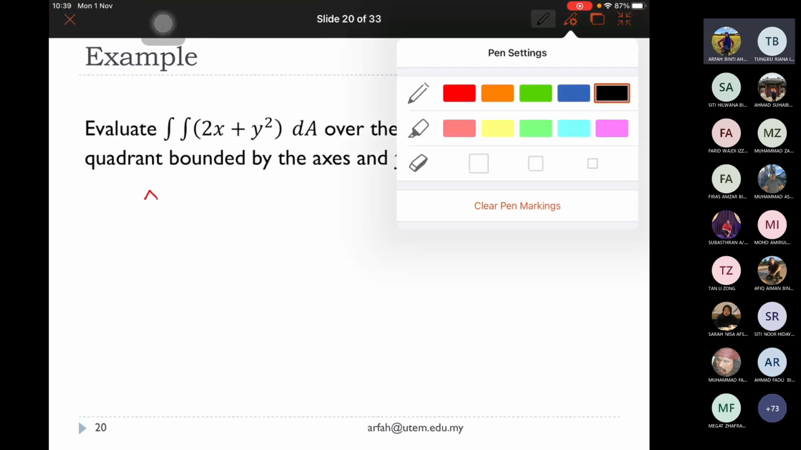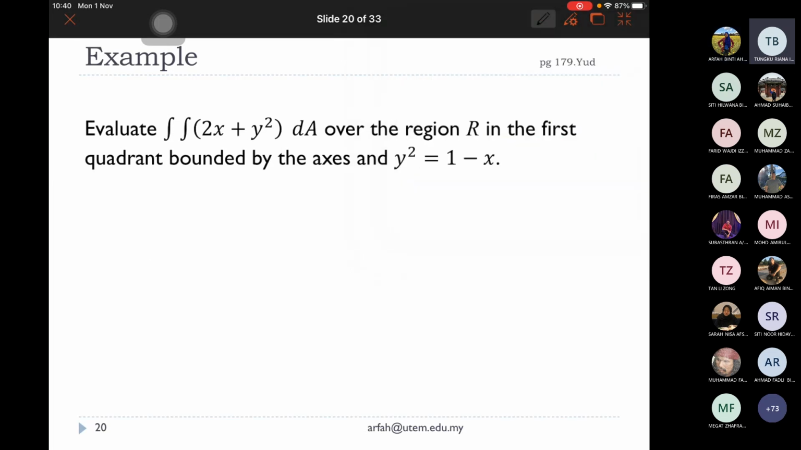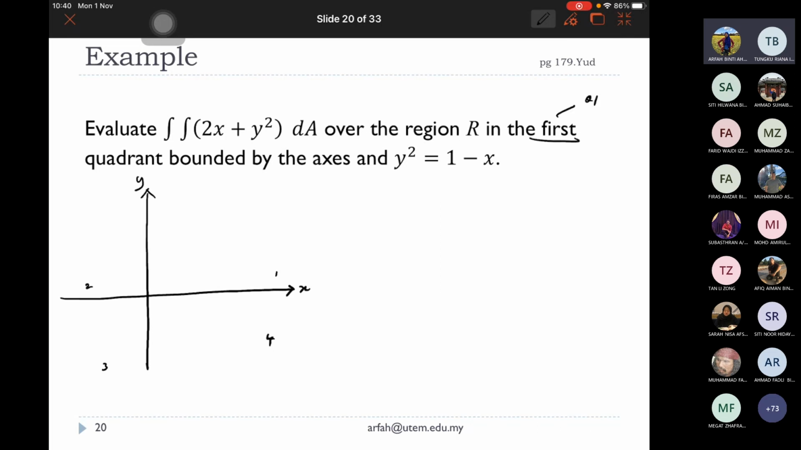So, bounded in the first octant. Okay, X dan juga Y. Okay. But over the region in the first quadrant. So first quadrant meaning that quadrant pertama. This is quadrant pertama, kedua, ketiga, keempat. So in the first quadrant meaning that quadrant yang pertama. Q1. Okay. And Y kuasa 2 sama dengan 1 tolak X. So if you tak tahu, Y kuasa 2 sama dengan 1 tolak X, gantikan bila X sama dengan kosong, Y kuasa 2 akan sama dengan 1. That means Y akan sama dengan plus minus 1.